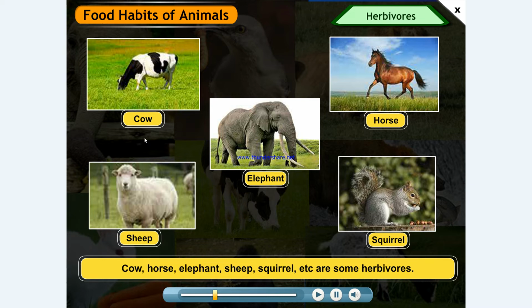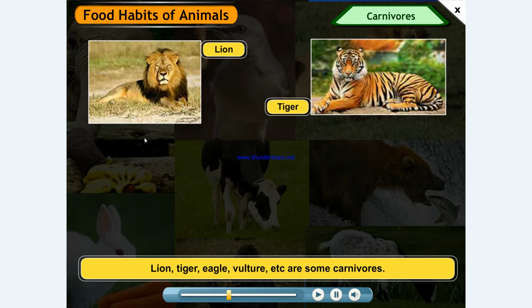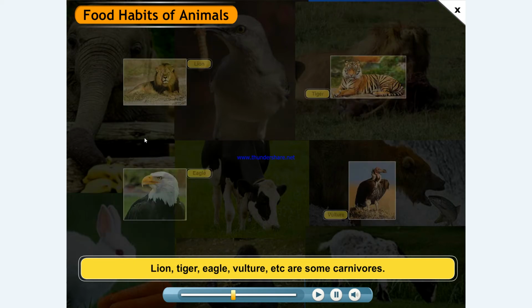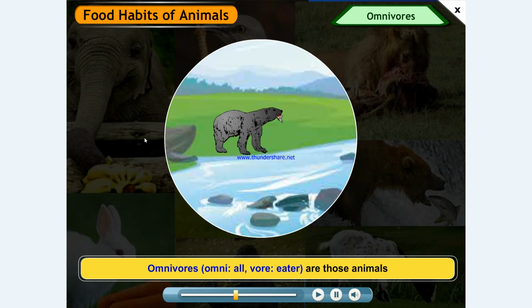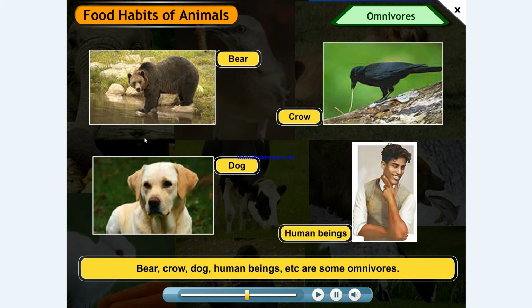are some herbivores. Carnivores, carni meaning meat, vore meaning eater, are those animals which only eat flesh of other animals. Lion, tiger, eagle, vulture, etc. are some carnivores. Omnivores, omni meaning all, vore meaning eater, are those animals that eat both plants and flesh of other animals. Bear, crow, dog, human beings, etc.